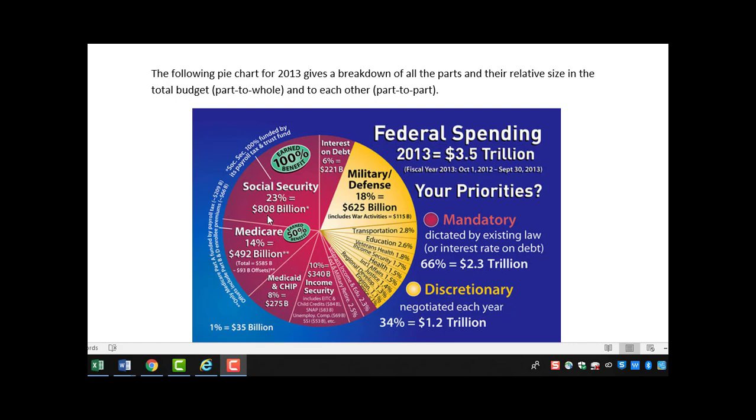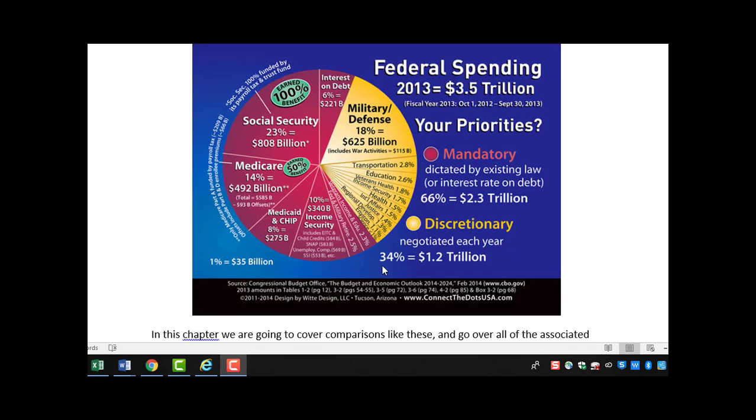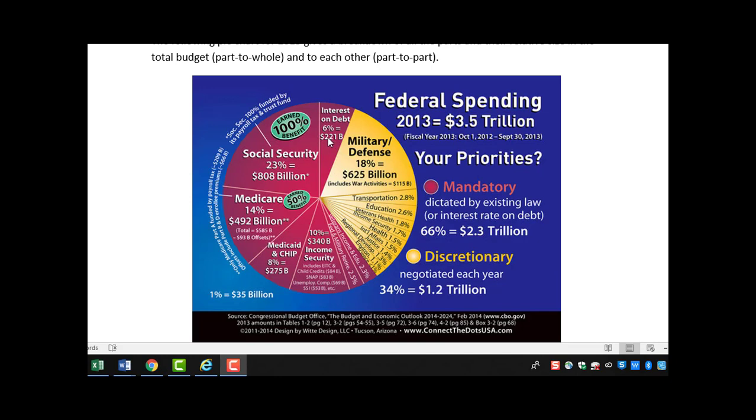So we're looking for comparisons. And what does that 23% mean? It means that of all the money that was mandatory, 23% of it went to Social Security. There's the interest on the debt. So again, these are just comparisons, and for comparisons you can use percentages too. Percentage is nothing more than just a ratio. 6% means 6 over 100. 23% means 23 over 100, etc.